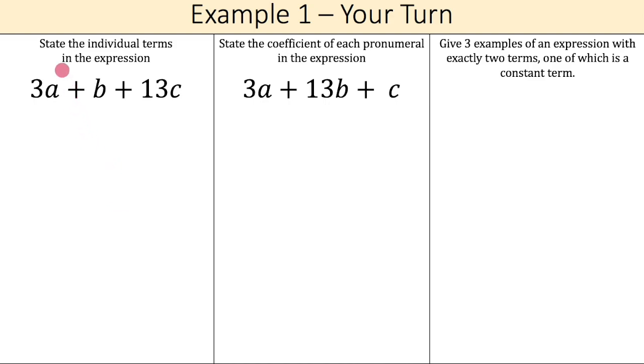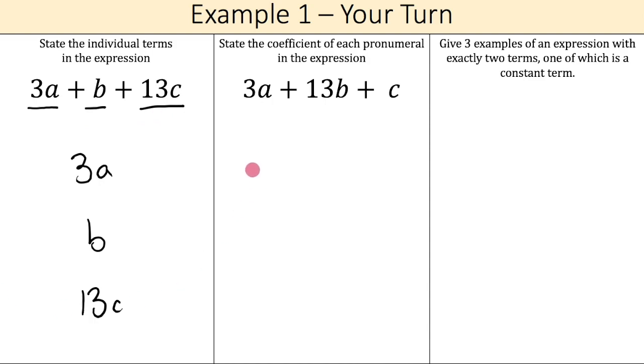So the first question asks me to state the individual terms in the expression 3a plus b plus 13c. Well, I know that a term refers to this and this and this. So I have 3 terms in this expression, and it wants me to state the individual terms. Well, I'm going to have 3a, I'm going to have b, and I'm also going to have 13c. So remember, a term could be a pronumeral by itself, it could be a number by itself, or it could be a number and a pronumeral either multiplied together or divided together. So these are my 3 terms for this expression.